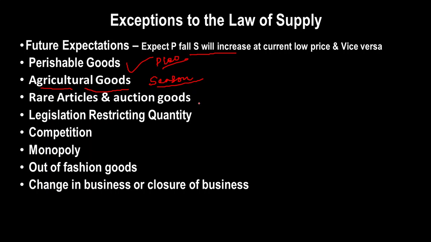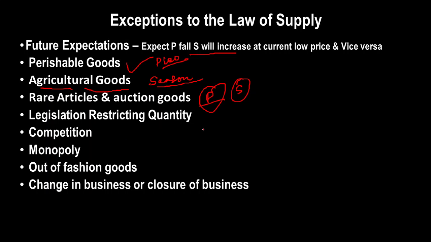Then moving on to rare articles and auction goods. Even if the price is very high, the supply of auction goods or rare goods cannot be increased, because these are rare commodities. Goods on auction also cannot be increased. It has a certain limit, a certain quantity that is fixed.